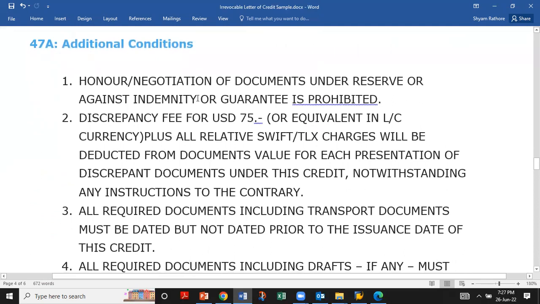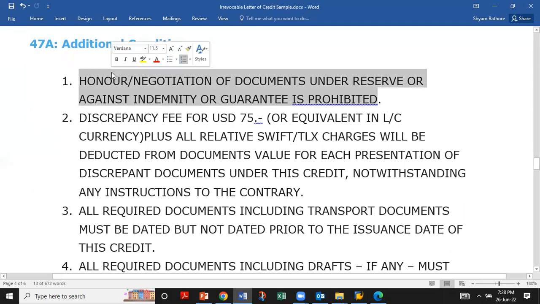Additional conditions are also mentioned here, so we will read 47A, additional conditions. Sometimes in interviews people may ask what the additional conditions are and under which head they come. You can say this is head number 47A, or field number 47A. So what are the additional conditions when we export goods? We need to understand them. Honoring negotiation of the documents under reserve or against indemnity guarantee is prohibited. This is an additional condition.